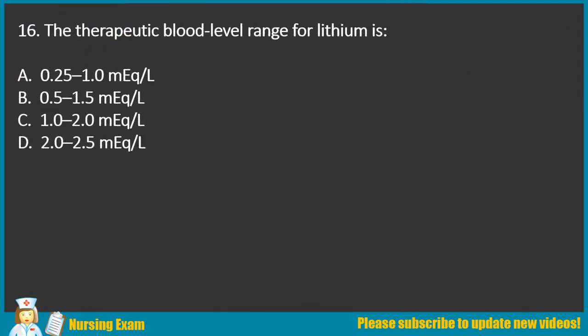Question 16. The therapeutic blood level range for lithium is: A. 0.25 to 1.0 mEq/L. B. 0.5 to 1.5 mEq/L. C. 1.0 to 2.0 mEq/L. D. 2.0 to 2.5 mEq/L.